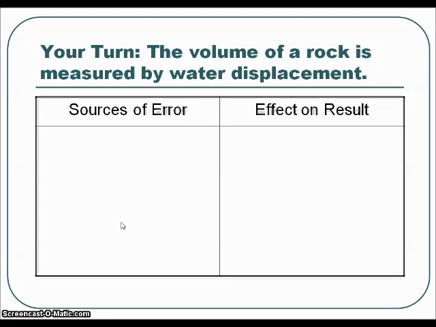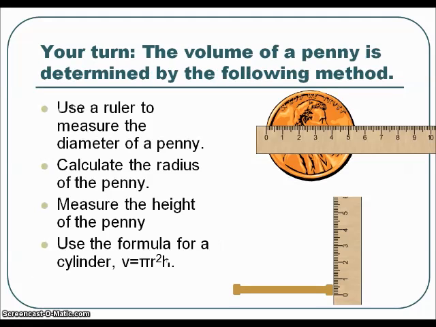sources of error here, and then not only list the source of error, but see if you can list the effect on the result. Is this error going to make your answer bigger than it should be? Or is this error going to make your answer smaller than what it should be? And don't forget, in some cases, it might not be able to be determined, so you might have that as well. So you've got two scenarios, the one with the rock, and you also have the one with the penny that's on here. So read through that for how we calculated and determined the volume of that penny, and see if you can come up with some sources of error for that.